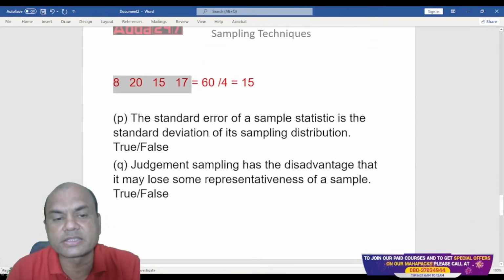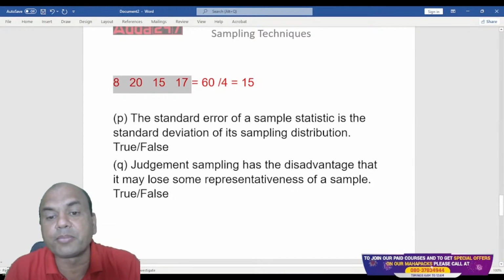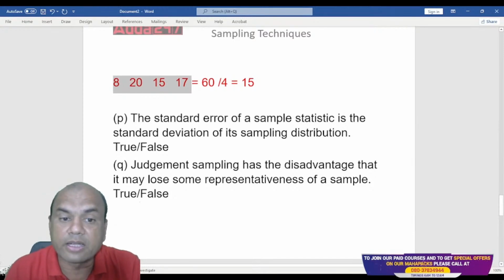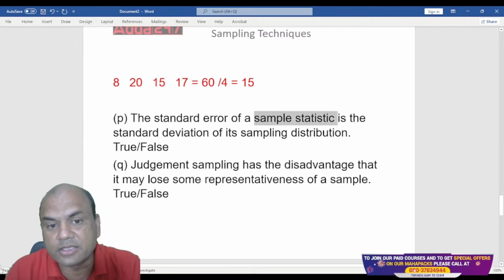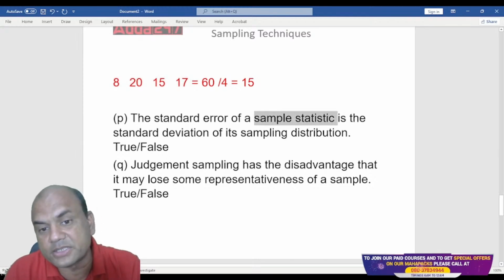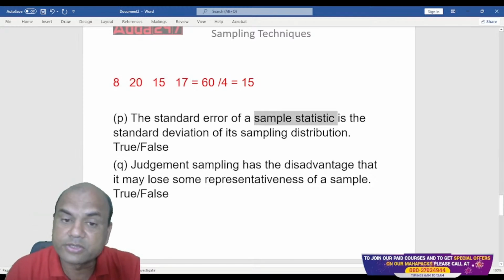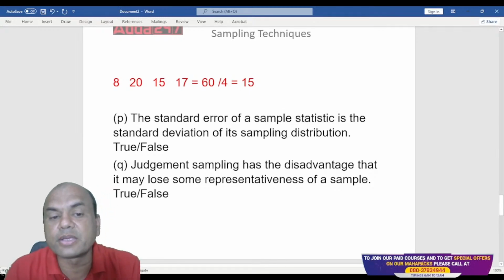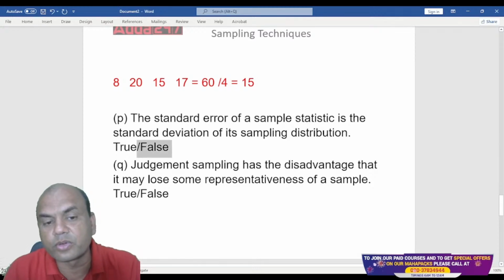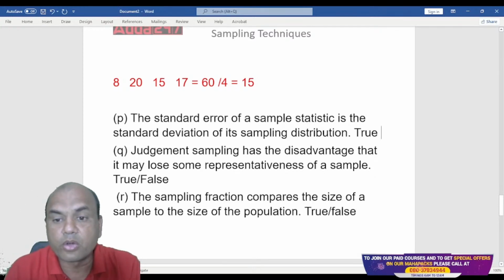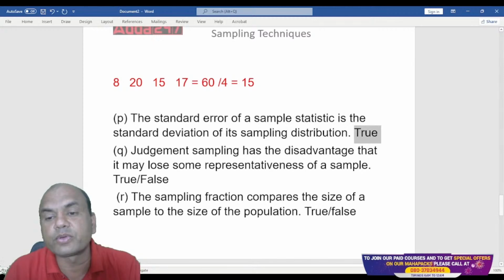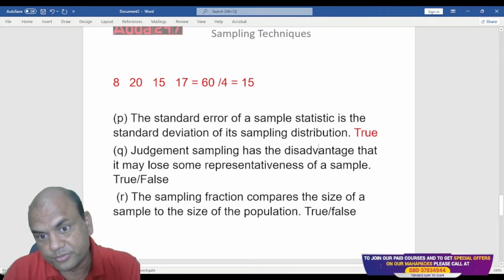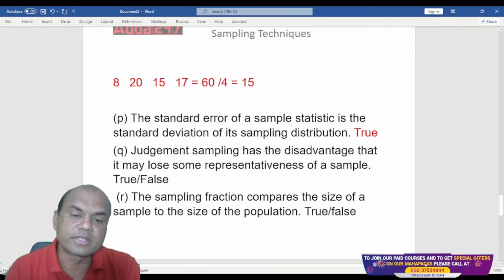The standard error of a sample statistic is the standard deviation of the sampling distribution. That is true. What did I say earlier? Sample standard error is the same as the standard deviation. So that is true over here. Whatever the other name for standard deviation is, it is standard error in the case of samples. For population, it is standard deviation.